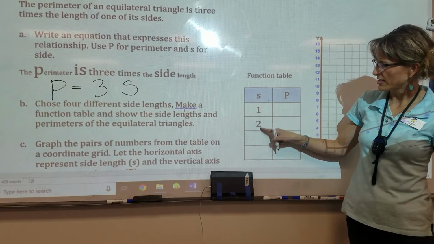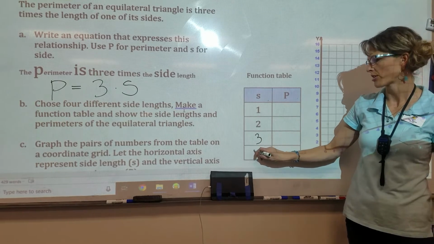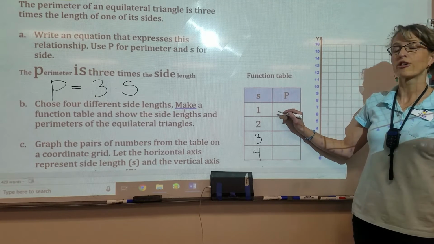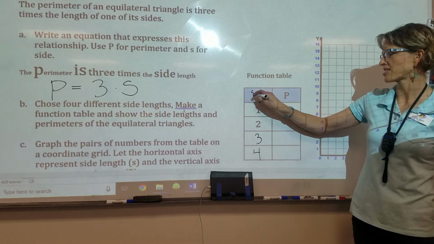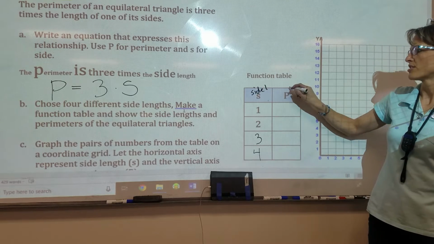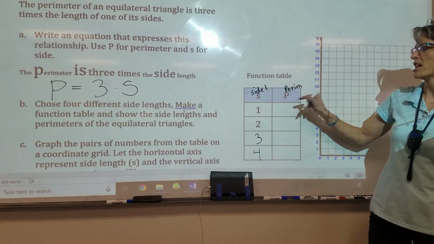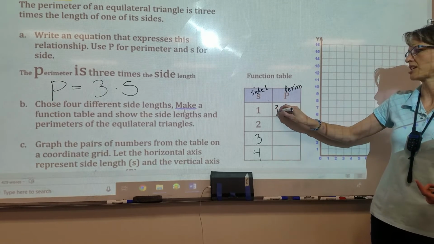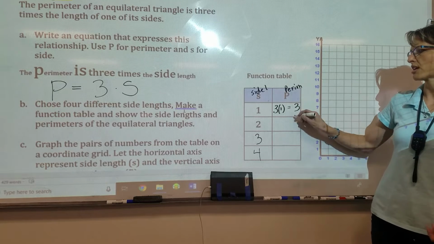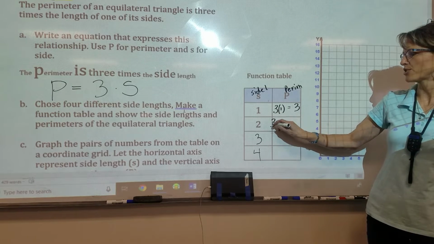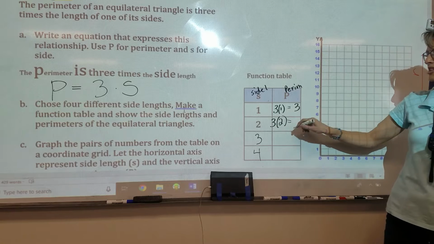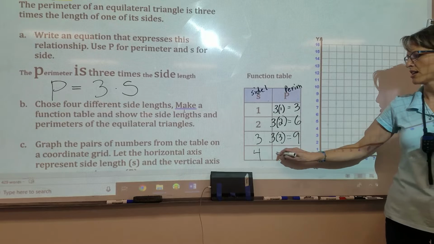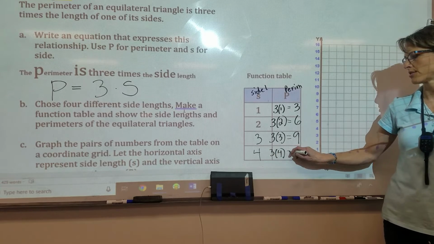So our easy numbers to pick usually is 1, 2, 3, 4. You can even throw a 0 in there if you want. Show the side lengths and perimeters of equilateral triangles. So this is the side length. This is the perimeter. If I input a side length of 1 foot, for example, my perimeter would be 3 times that, or 3. If I input a side length of 2 feet, my perimeter would be 3 times that, or 6. This would be 3 times 3, or 9. This would be 3 times 4, or 12.